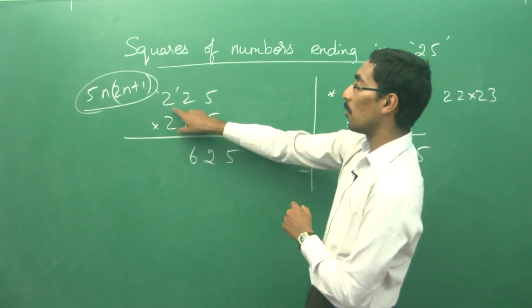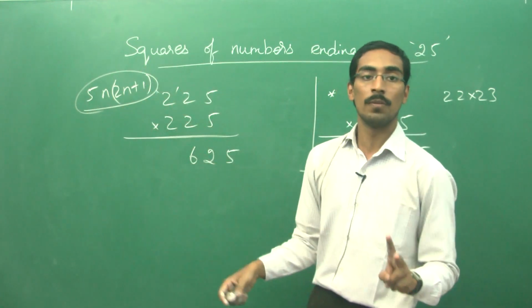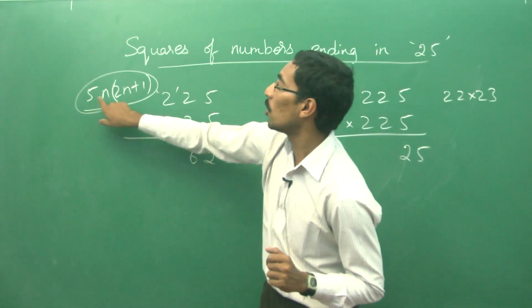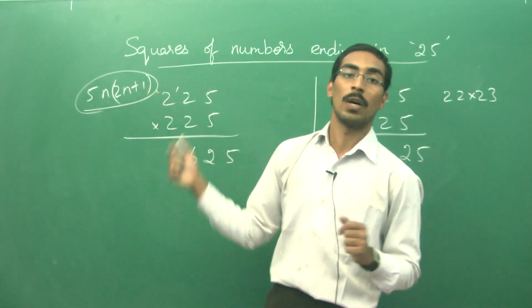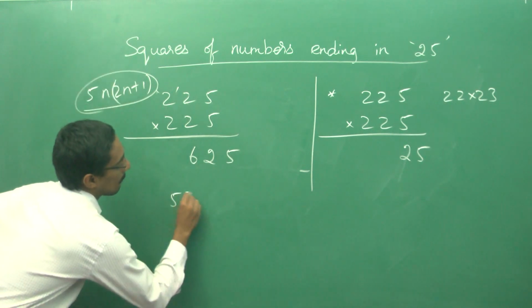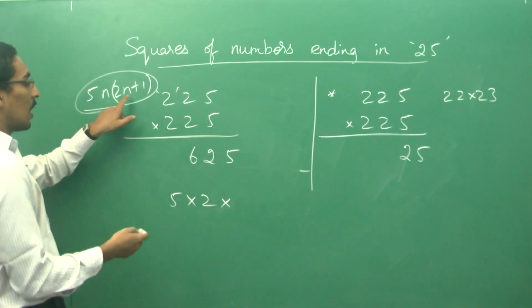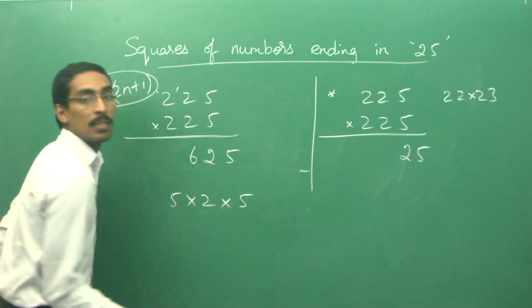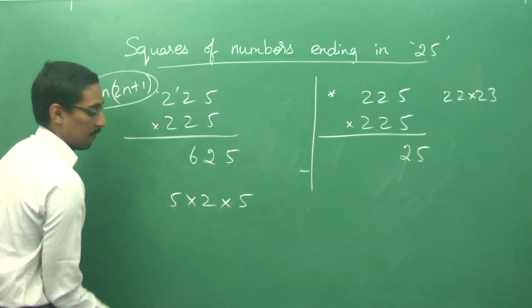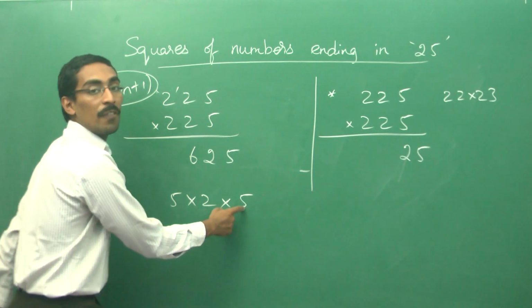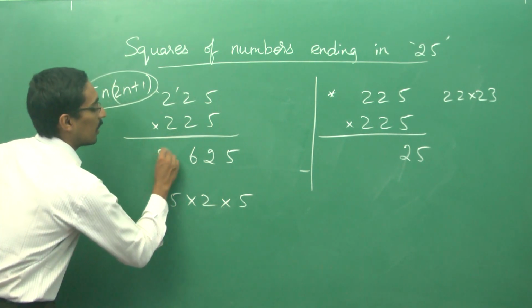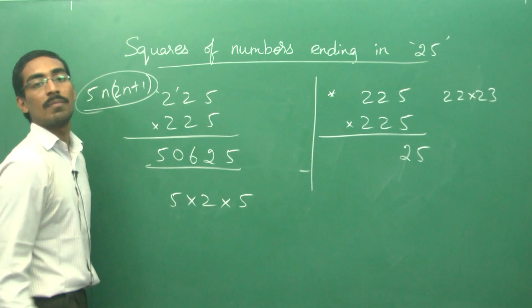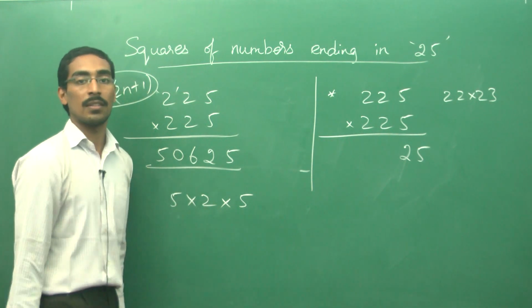So in this problem, 225 square, n is 2. So what should I do? 5 into 2 into 2n plus 1. If n alone is 2, 2n will be 4, plus 1 is another 5. So how much is 5 into 2 into 5? 5 into 2, 10. 10 into 5, 50. So I can just write it is 50625. This is the value of 225 square.